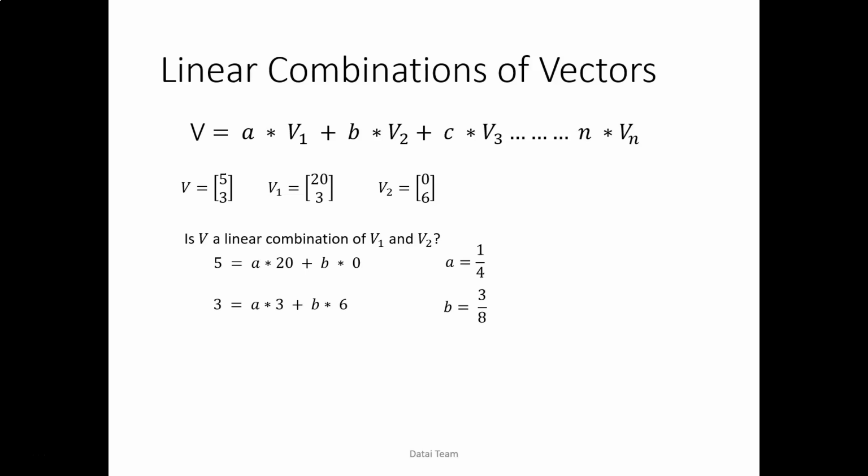We can just divide 20 and 5. They cancel out. We get 1 is equal to 4a, and we get a is equal to 1 over 4. Then we plug that value here. 3 is equal to 3 over 4 plus b times 6, and our b is 3 over 8. And as we got those values, we can say that v is a linear combination of v1 and v2.